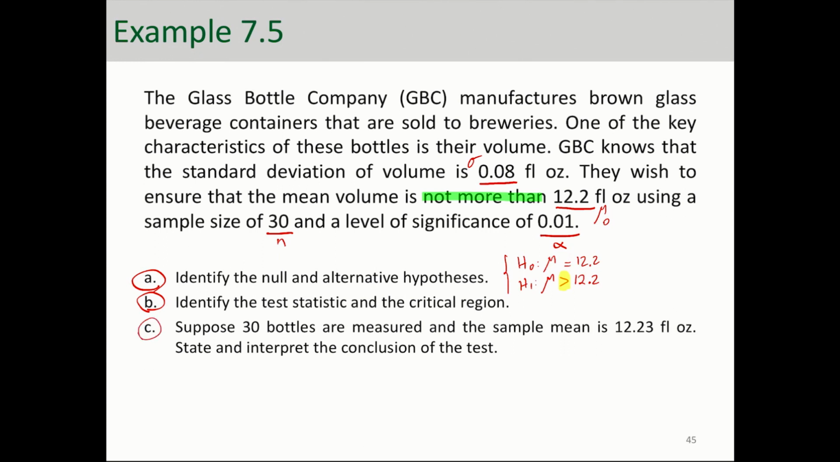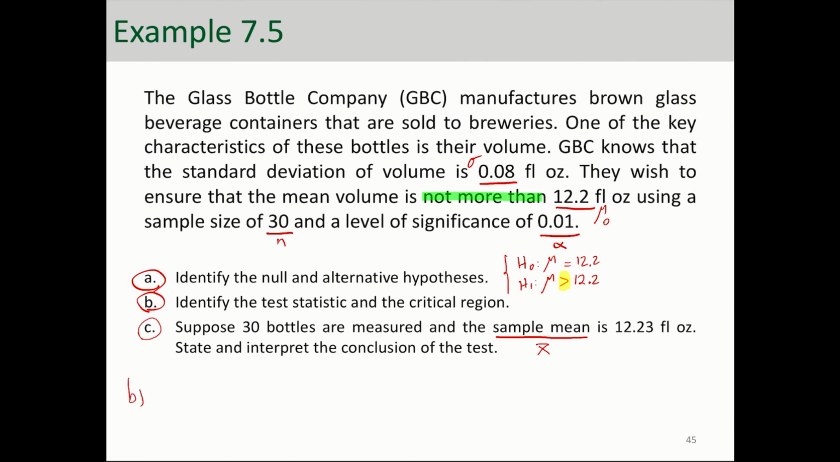Parts B and C are kind of together, because part C is giving us the information about our sample. So for this hypothesis test, we're going to collect a sample of 30 bottles and measure their volume. It looks like the sample mean, and remember the sample mean is x bar, is 12.23. So we went to the production line, took 30 bottles and measured their volume, and the average volume of those 30 bottles is 12.23 ounces. So now, what is the conclusion of the test?